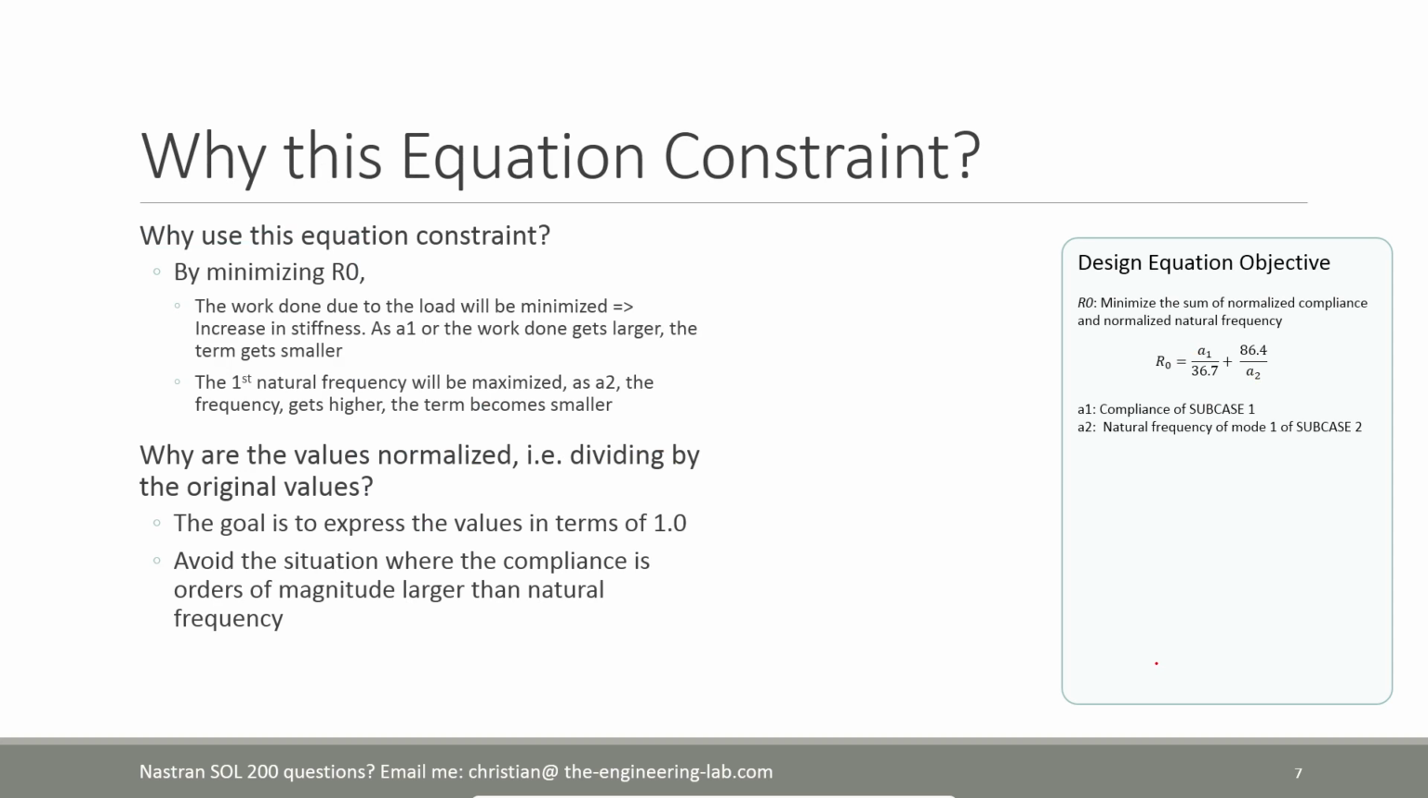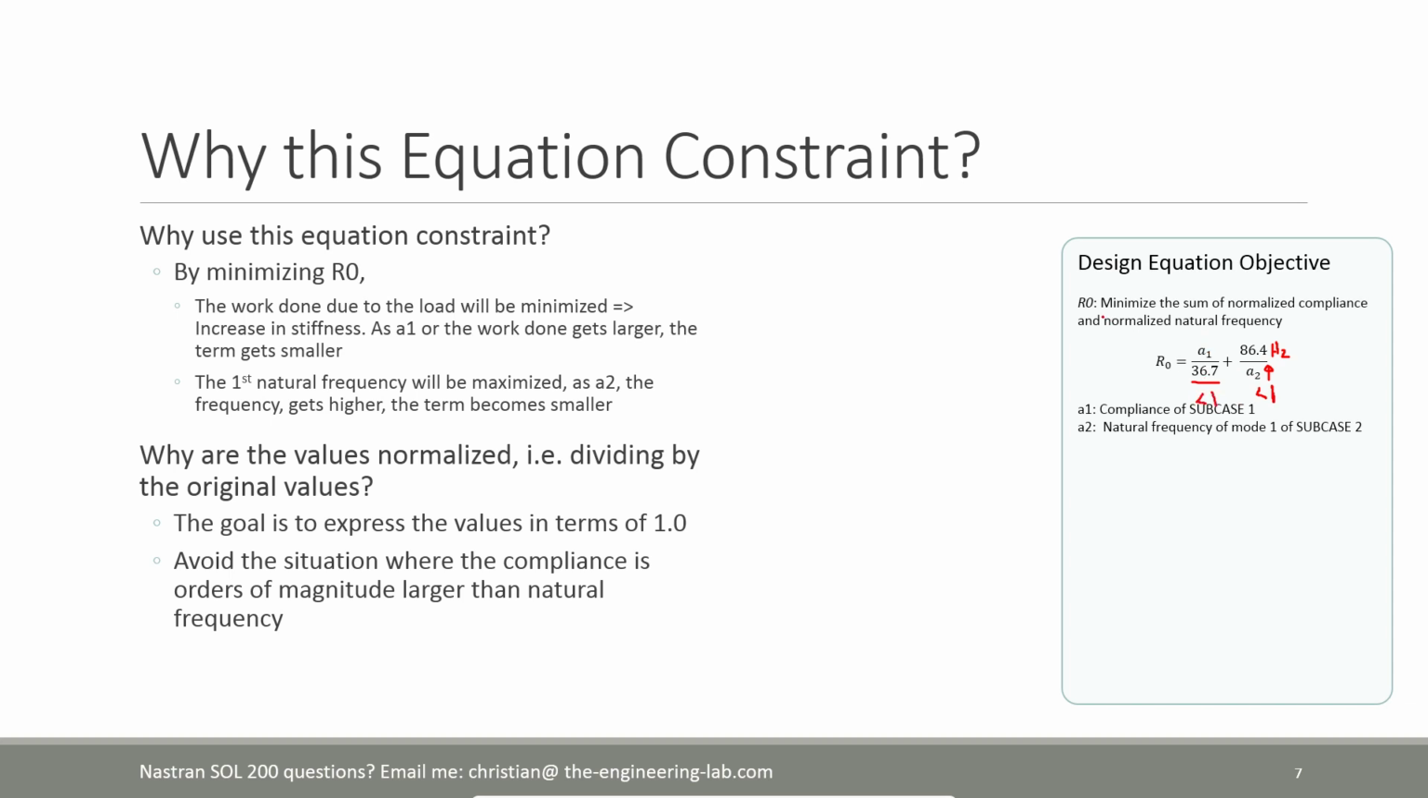Now here, just to quickly go over why we selected this equation constraint. Here, this equation is as follows. 36.7 is the initial compliance of the current plate. 86.4 is the current first natural frequency of the plate. If A2 is increased, that means that this term will be less than 1. If A1 is decreased, then this term will also be less than 1.